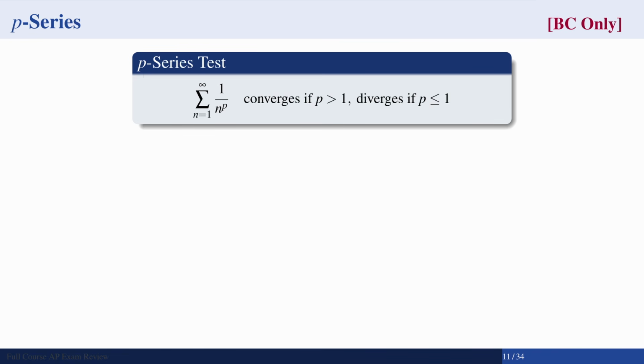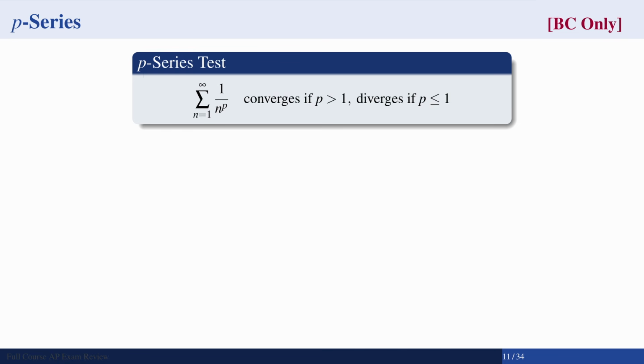So a p-series looks like 1 over n to the p, and this will converge if p is greater than 1, and it will diverge if p is less than or equal to 1. If p is equal to 1, you actually just get the harmonic series. I look at this and I think this is actually the easiest of the series tests, because you kind of just look at it and think, oh, p is this or p is this, converges or diverges.